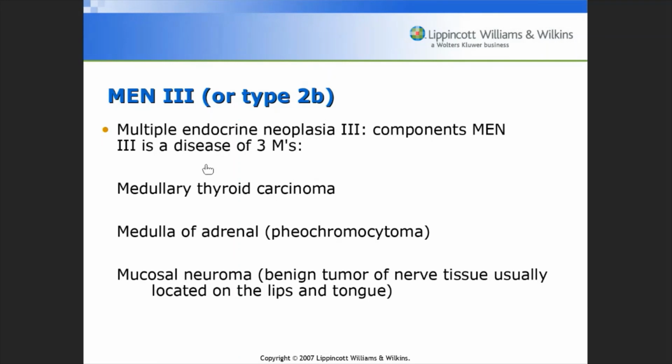MEN3, or type 2B. The old abbreviation is either MEN1 or MEN2, and MEN2 is divided into MEN2A and MEN2B. So MEN3 here is really type MEN2B. So think of this as multiple endocrine neoplasia type 3, and think of this as associated with the 3 Ms. What are the 3 Ms? The medullary thyroid carcinoma, the medulla of the adrenal gland, known as pheochromocytoma, and then mucosal neuroma, which is basically a benign tumor of the nerve cells. All right, so MEN3, 3 Ms, easy to remember.